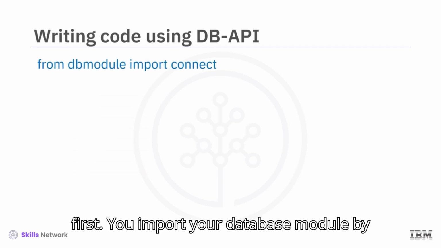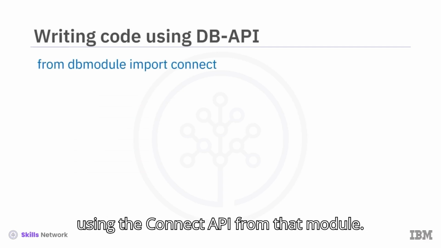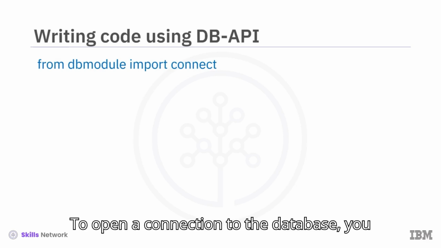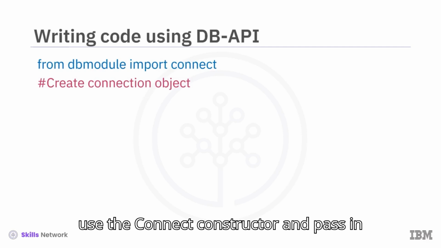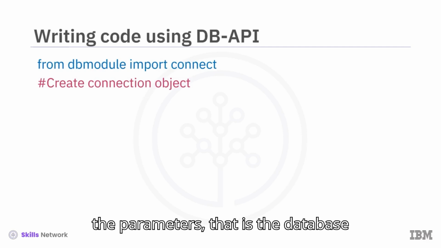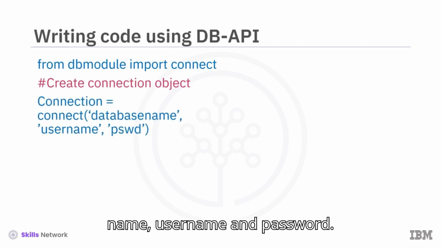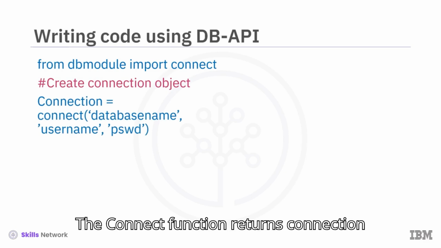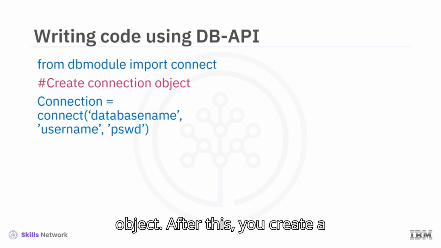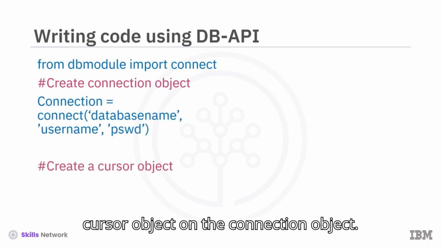First, you import your database module by using the Connect API from that module. To open a connection to the database, you use the Connect constructor and pass in the parameters, that is, the database name, username, and password. The Connect function returns a connection object. After this, you create a cursor object on the connection object.